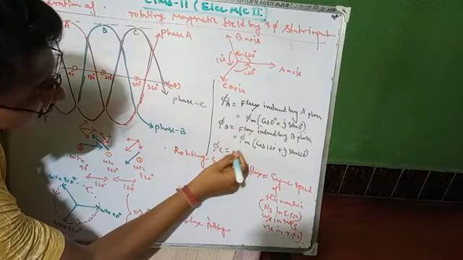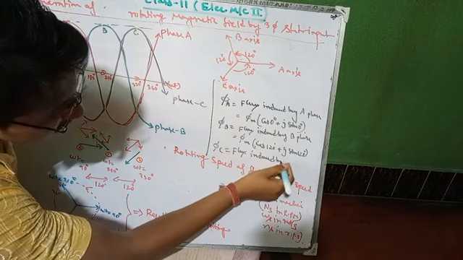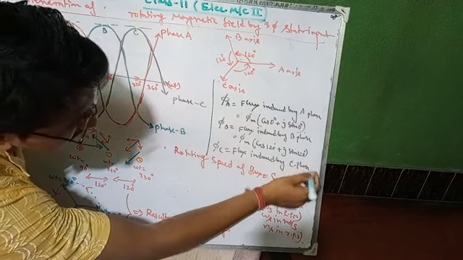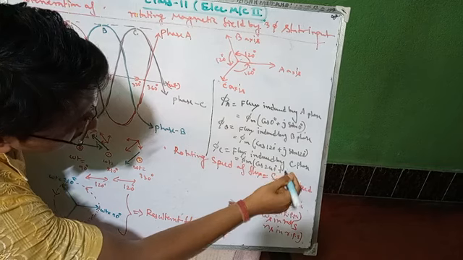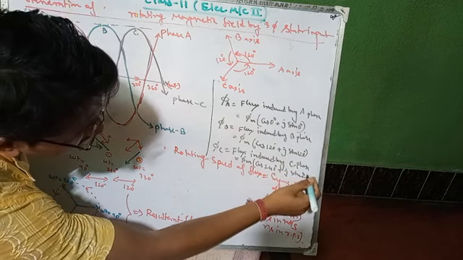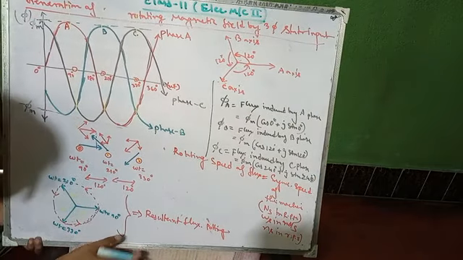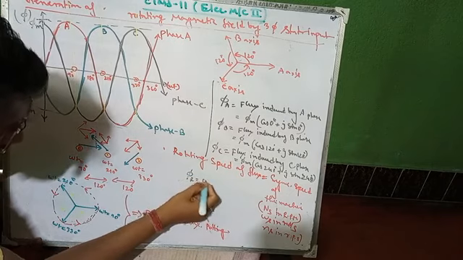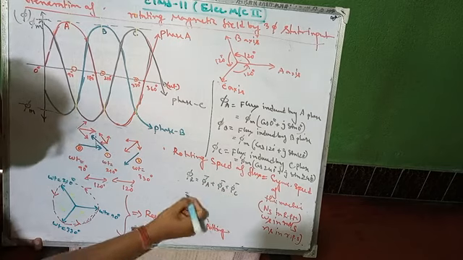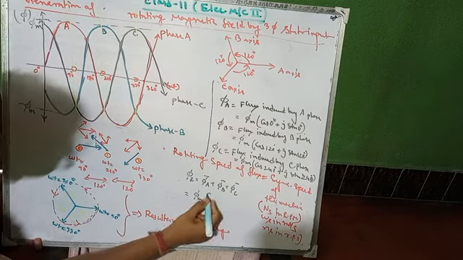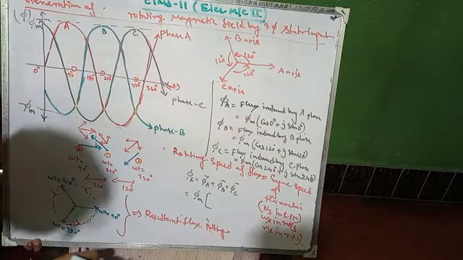And phi of C equals to flux induced by C phase. That will be equals to phi M cos 240 degree plus j sine 240 degree. Okay, so now add these. So what is the resultant flux? So resultant flux phi of R equals to phi of A plus phi of B plus phi of C. So taking phi of M as a common, cos 0 plus j sine 0. Cos 0 equals to 1. That will remain.